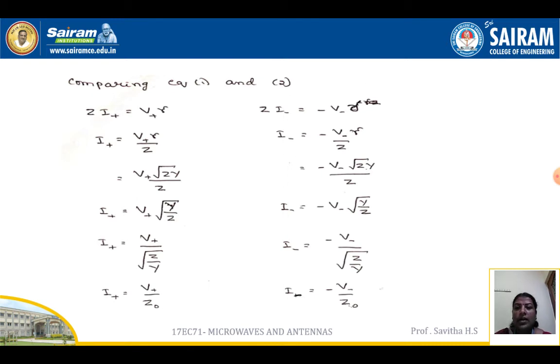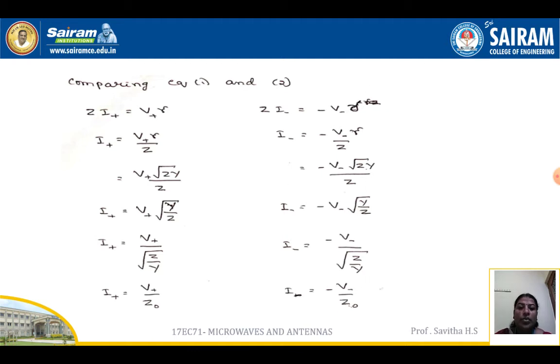V plus, and I already know that γ is the propagation constant and it is square root of ZY, divided by Z. So I plus is V plus square root of Y by Z. While taking this Z inside, it will become Z squared, so the numerator Z and denominator Z will get cancelled and the remaining term is Y by Z. So I plus is equal to V plus divided by, breaking the numerator term to the denominator, that is Z by Y. Therefore I plus is equal to V plus by Z naught.